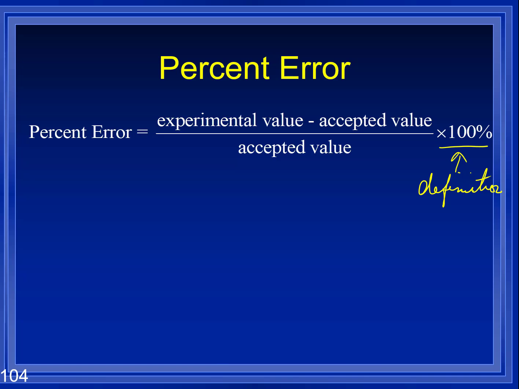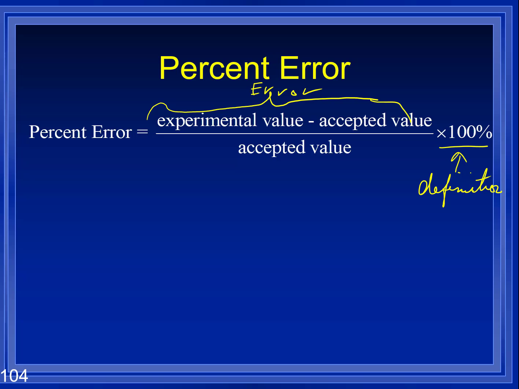So, hey, we can shorten this down a little bit because we have seen experimental value minus accepted value before. Look up 2 lines. This was called error. What's on top is error, right? If you put error over the accepted value, that's your percent error. How wrong you were over the right answer.